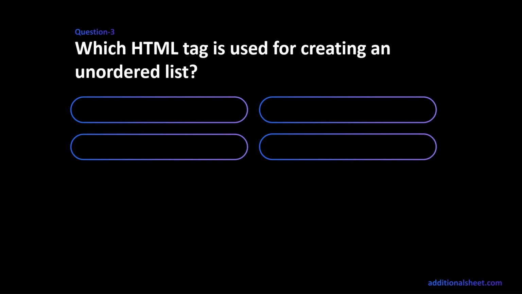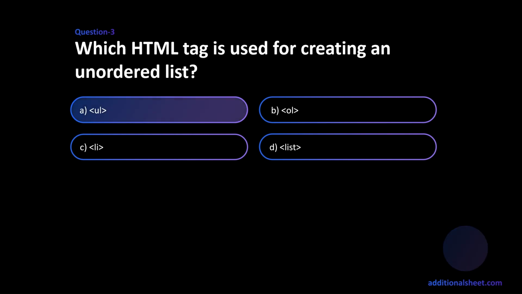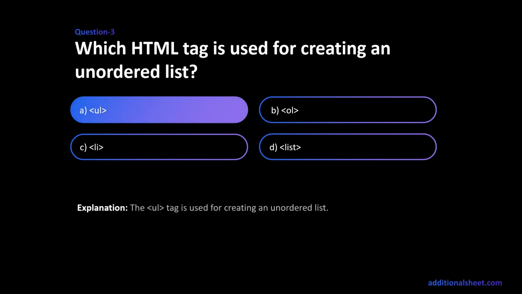Which HTML tag is used for creating an unordered list? Options are as below. The correct answer is option A. The UL tag is used for creating an unordered list.